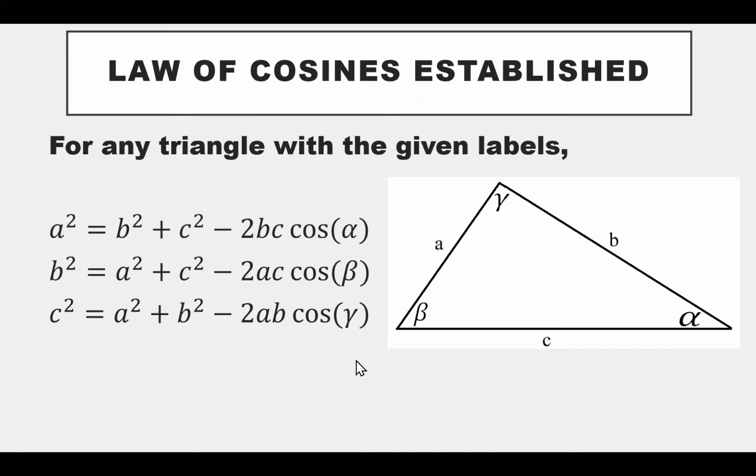And so therefore, in any situation, now we have established the law of cosines. A squared is equal to b squared plus c squared minus 2bc times cosine of alpha. B squared is equal to a squared plus c squared minus 2ac times cosine of beta. And c squared is equal to a squared plus b squared minus 2ab times cosine of gamma.